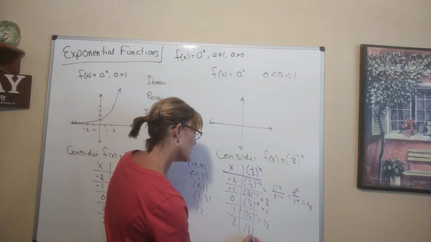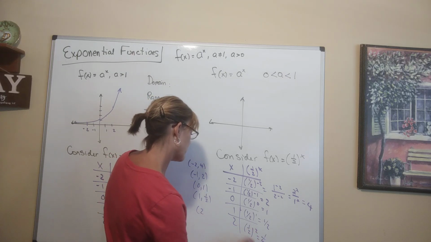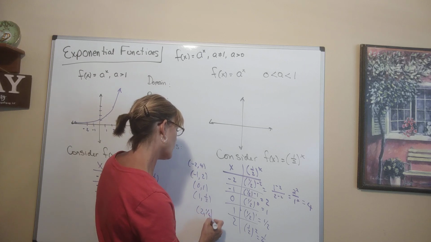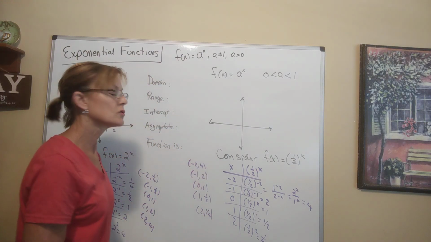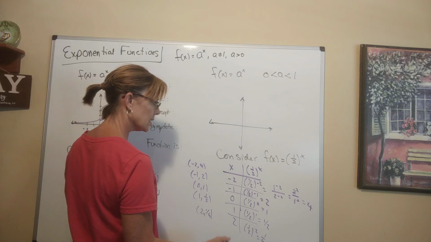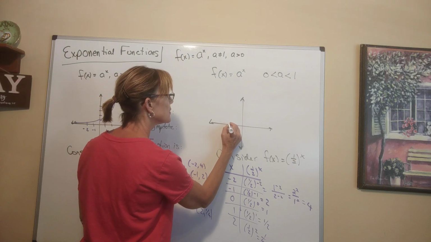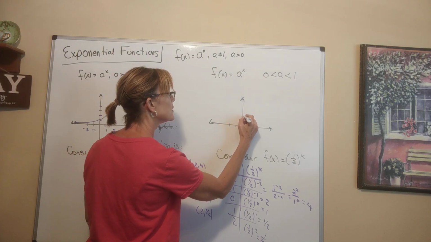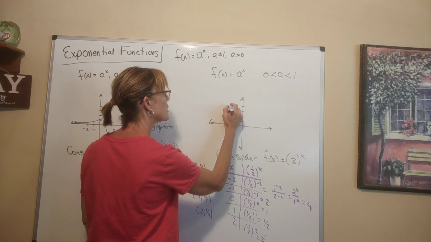1/2 to the second power is 1/4. When x is 2, y is 1/4. So we can plot these values over here. When x is -2, we're up here at 1, 2, 3, 4. We're all the way up here at 4.